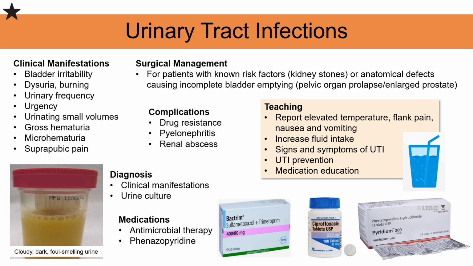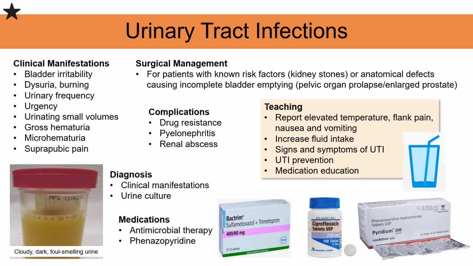If there are systemic symptoms like fever, nausea, vomiting, and flank pain, then the infection has probably migrated to the kidneys. That means it started in the urethra, goes up to the bladder, and eventually, if left untreated, it can migrate all the way up to the kidneys. Once it infects the kidneys, we call that pyelonephritis.